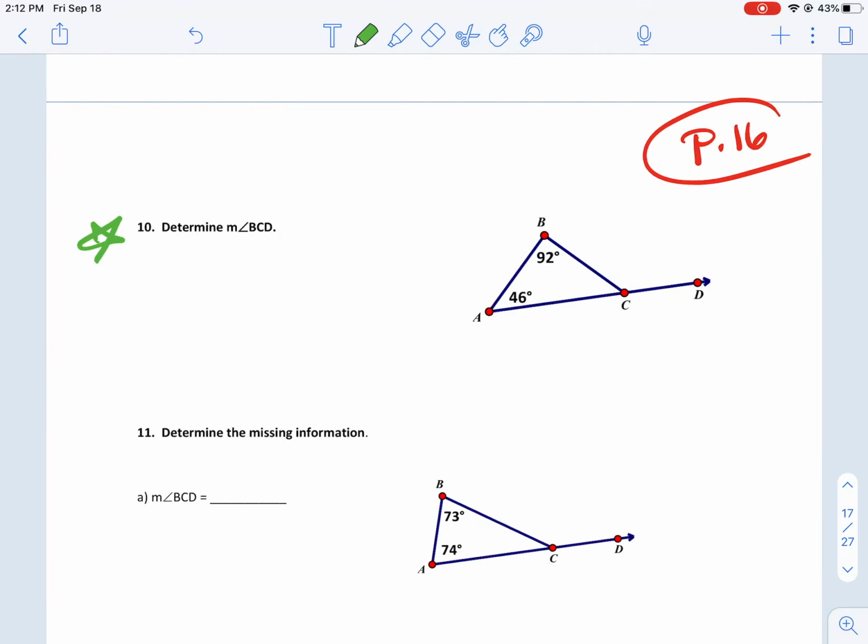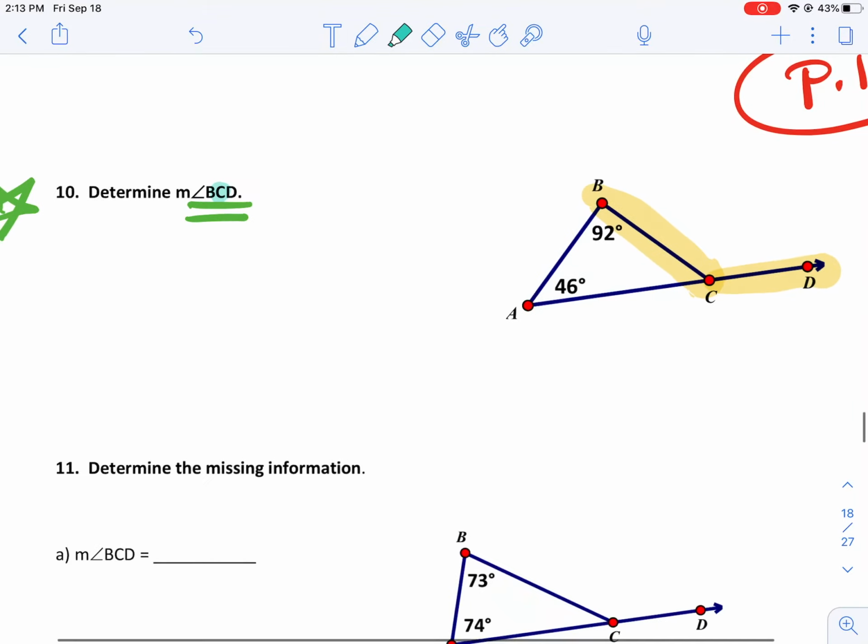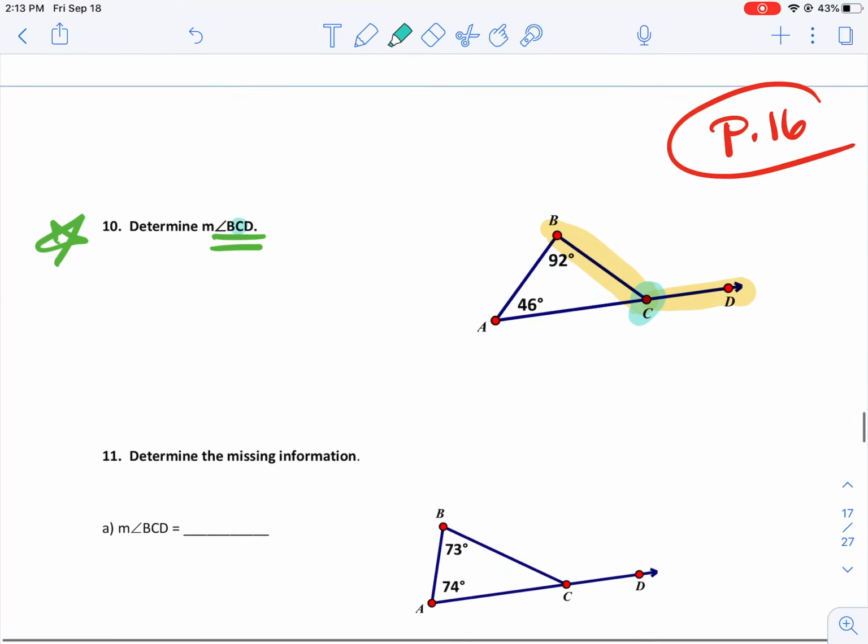Try this one on your own right now. BCD. So remember how you read an angle. B to C to D. This middle part here, this C, should always be your vertex. So this is our vertex. We don't know what that is, so I'm just going to put a little X right there to hold the spot. But remember our trick.